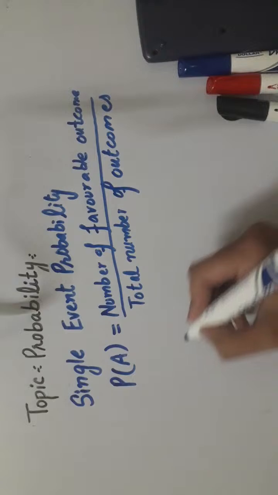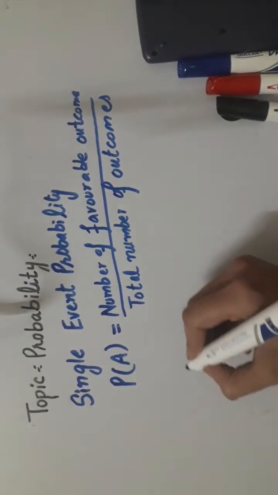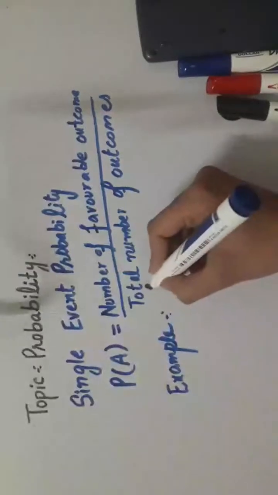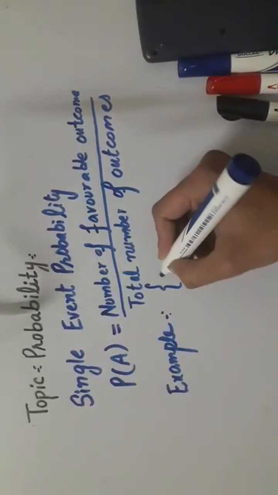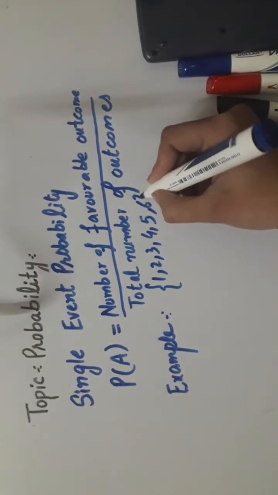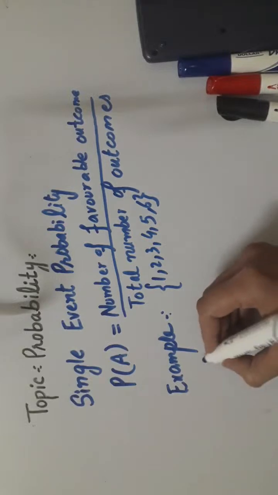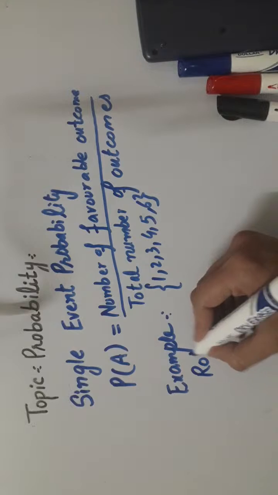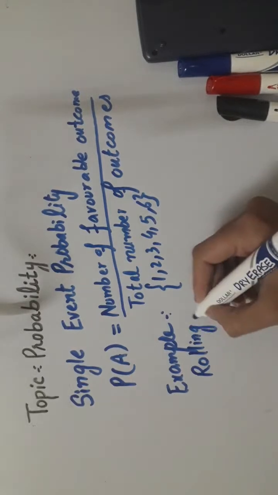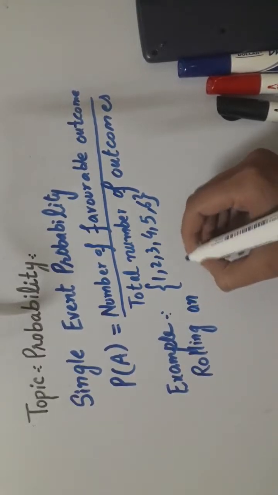So let's suppose we have an event of rolling a dice, concept of single event probability. Example is, you have a dice. Dice have 6 numbers: 1, 2, 3, 4, 5 and 6. Let's suppose we have rolling an even number.